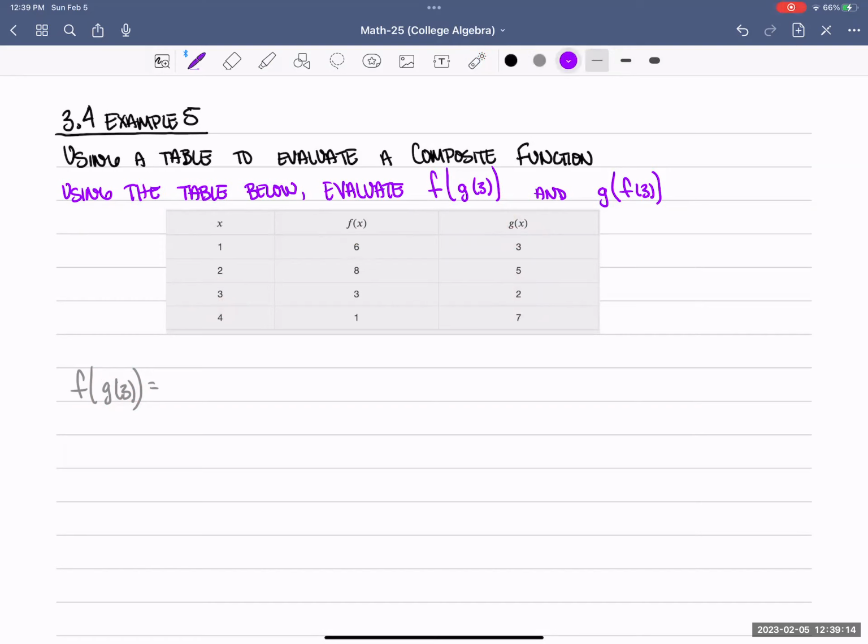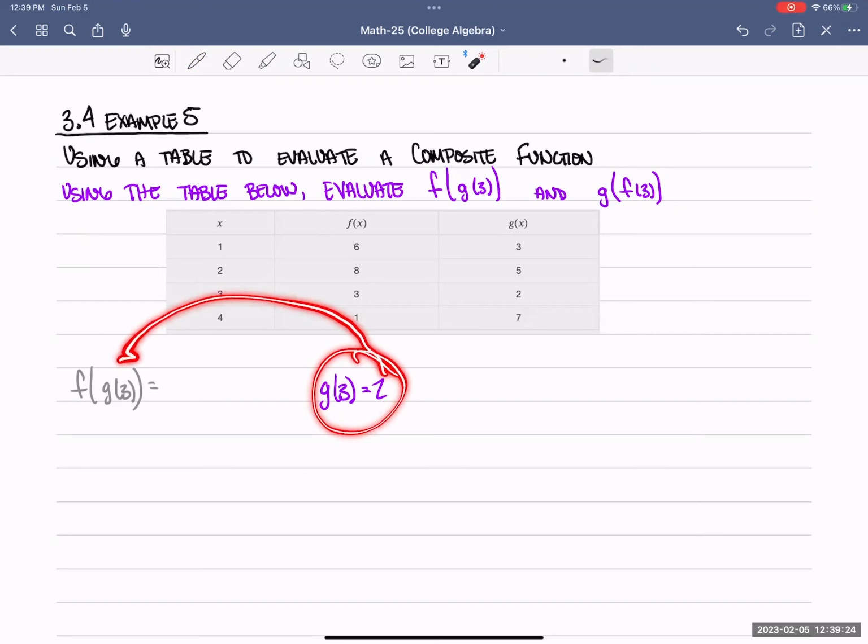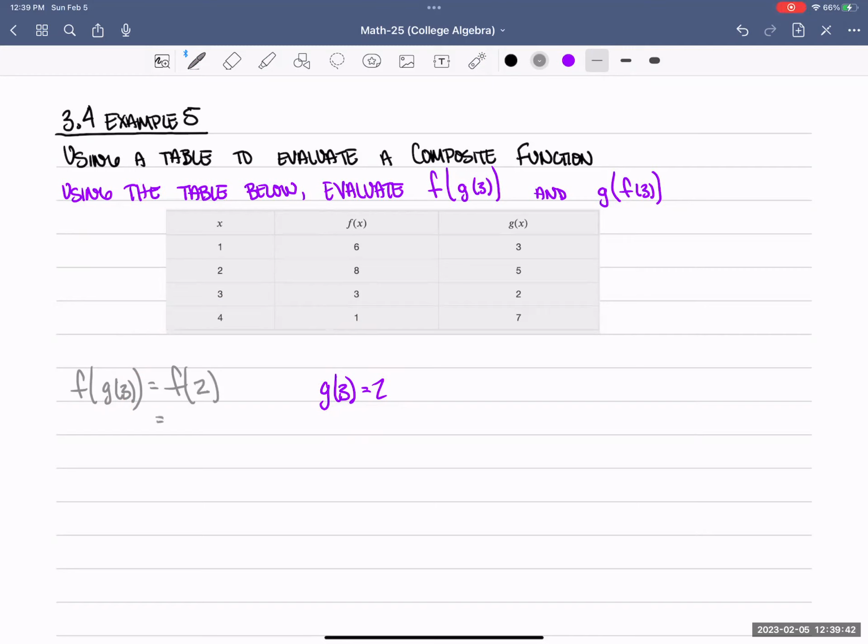So let's write that down over here. We just found that g of 3 is equal to 2. So now we could grab this information and input it into this function here. We have f of, we just found out that g of 3 is equal to 2. So we could input this 2 here and do something similar to find where f is at x equals 2. So x equals 2, I found it right here.